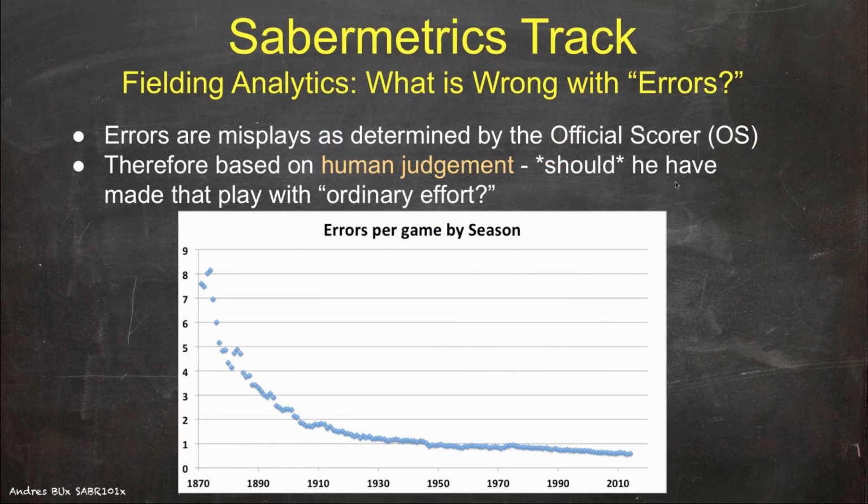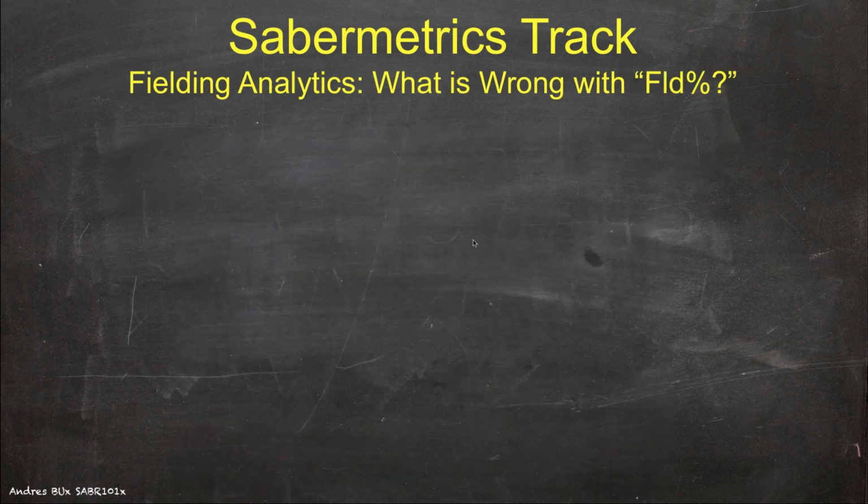So last video, we described for you errors per game and how that's changed over the history of Major League Baseball. And we've transitioned from a time when errors were a useful measure of how sure-handed fielders were to an era where it doesn't matter as much, because it's not a game of sure-handedness anymore as much as it is a game of range and speed. But let's now talk about fielding percentage.